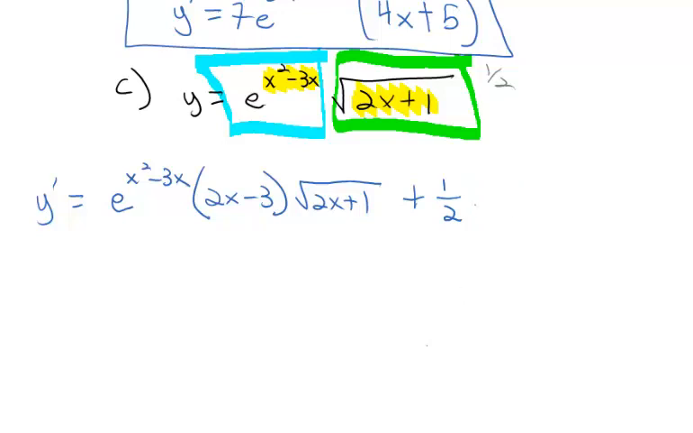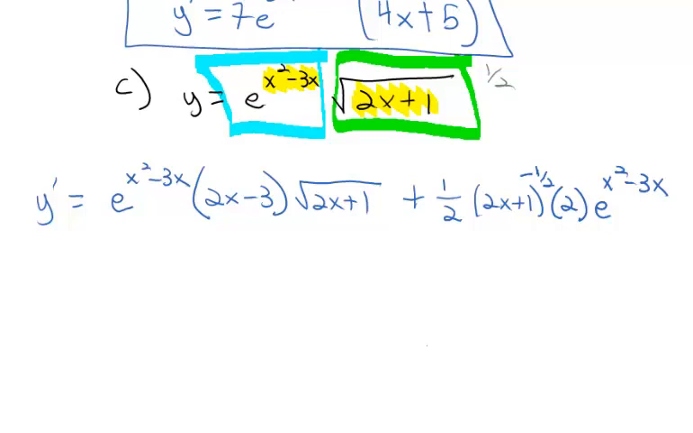1/2 times the guts, which is the 2x plus 1, to the 1 less power, negative 1/2 power, times the derivative of the guts, and the derivative of the guts is 2 times the first, e to the x squared minus 3x. So product rule, power rule, exponential rule, chain rule, all of that mixed in to the same problem.